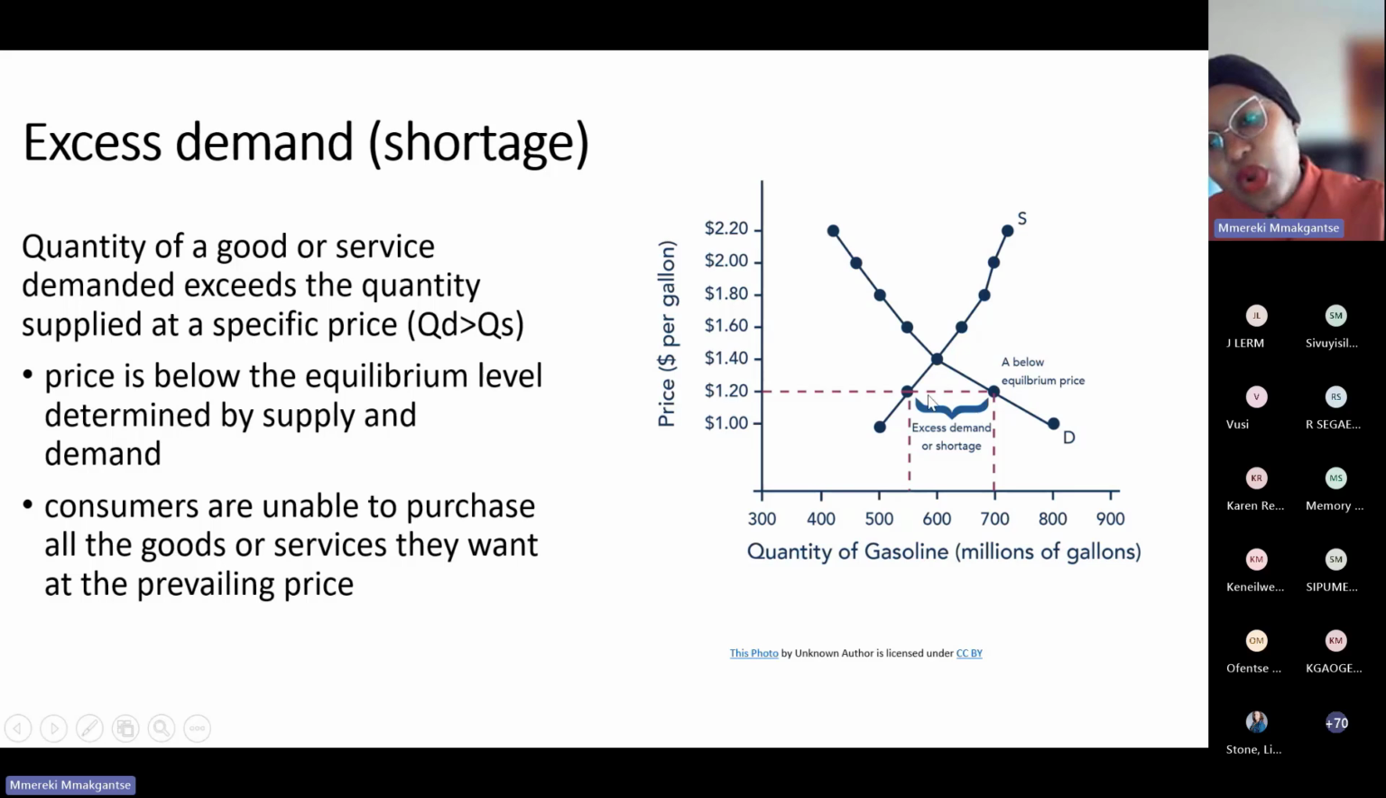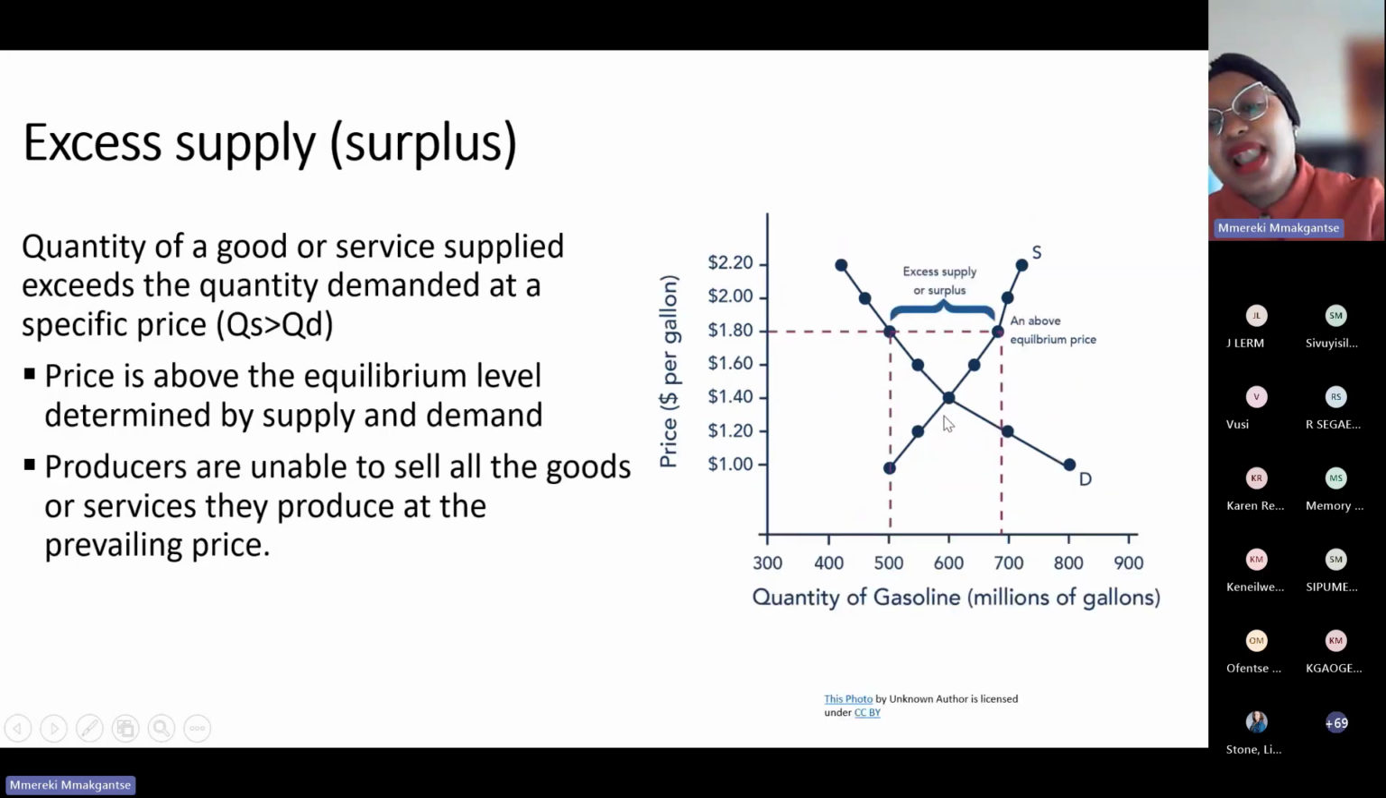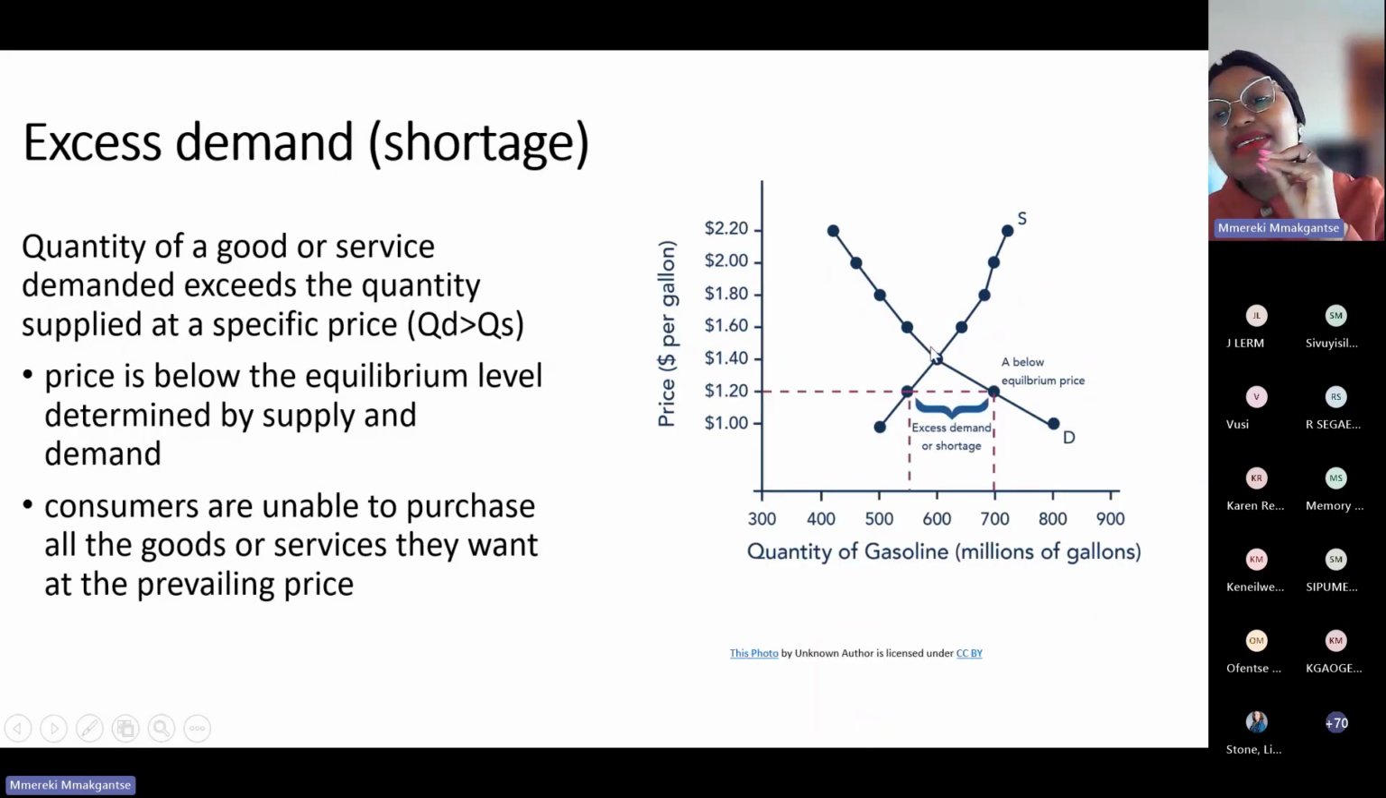Yes, remember, excess demand is below the equilibrium price. And excess supply is above. Please note that down there. Excess supply is above the equilibrium price. And excess demand is below the equilibrium.